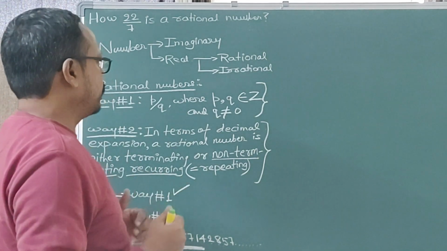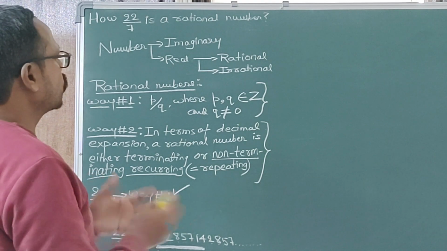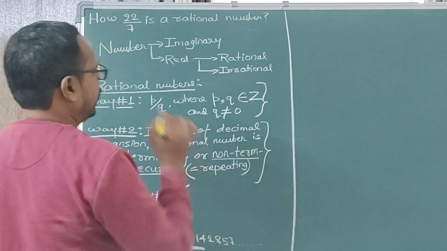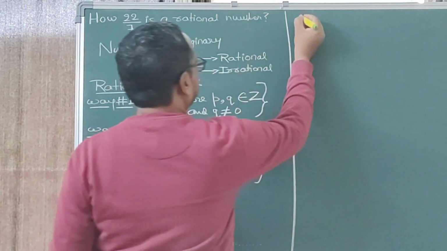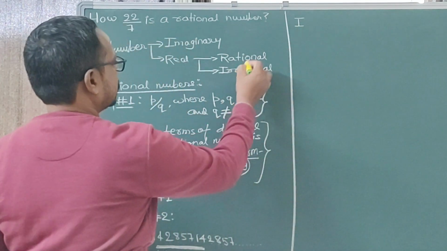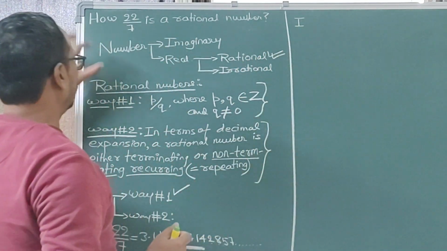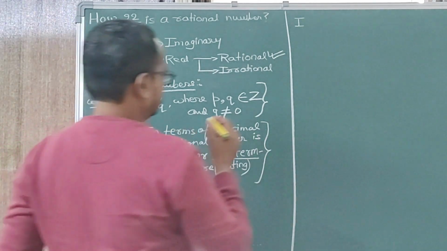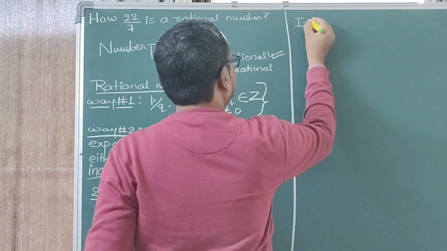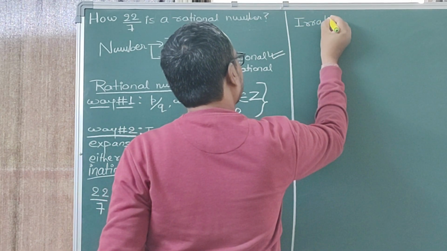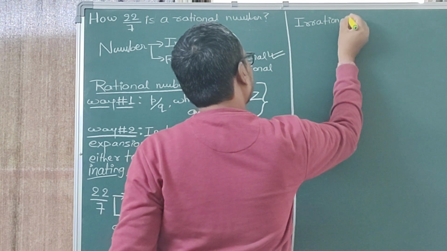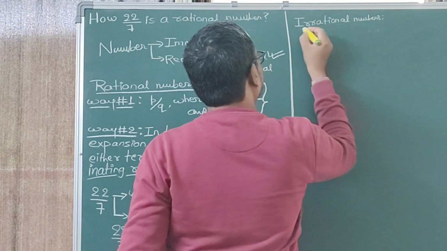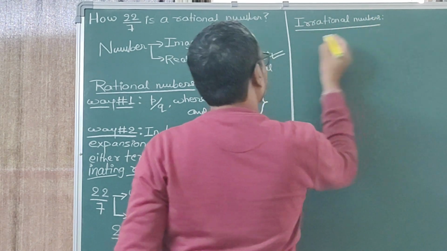So we will talk about pi as well, right? So what is pi? For pi, we will first discuss irrational numbers. Okay? We are done with rational numbers, and we gave an example of 22 by 7, that 22 by 7 is a rational number, right? So now let us talk about irrational numbers. Irrational numbers can also be defined in two ways.